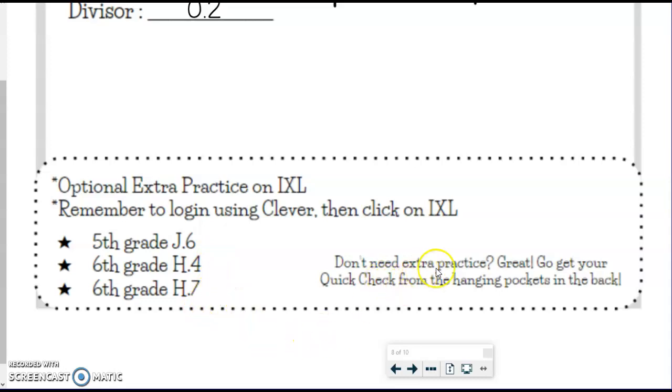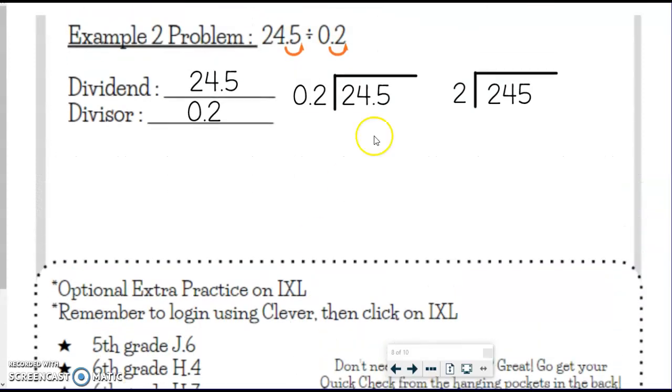Okay, but if you don't need that extra practice, great, good for you. Go get your quick check from the hanging pockets in the back. If you're choosing to do the practice, that's fine, but you will still need to get your quick check and get that checked by a teacher. Okay, good luck. Choose what you need to do, but before you do that, remember, you have one more problem to solve on your own and check with the answer key. Good luck. You can do it.